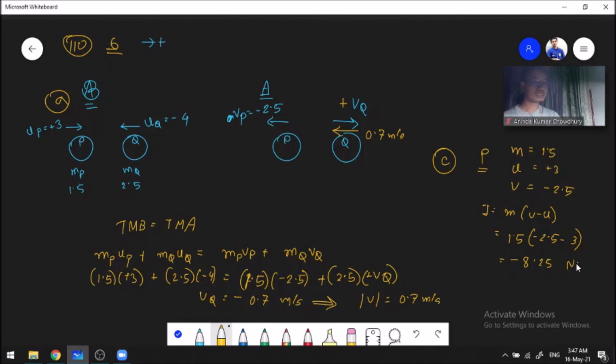Impulse is also a vector quantity. This negative sign signifies that the impulse, the push on P, was towards the left. Negative sign means left in my math because I have taken the right direction as positive. Therefore, the impulse has a magnitude of 8.25. This is what your question asks, so this is our answer. One extra thing, if you want to say that the direction of this impulse is towards the left, although this is not what is asked in the question. Your answer is that the magnitude of impulse will be 8.25, and don't forget to put the unit, newton second.